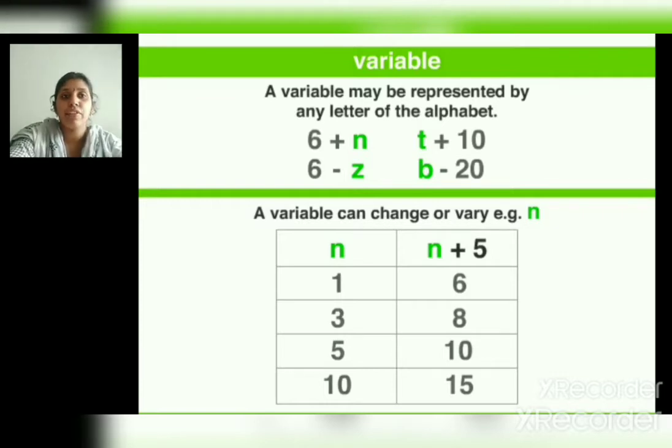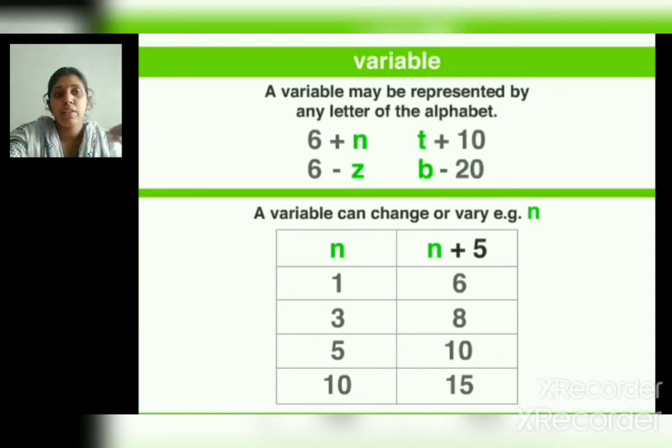Look at some examples of variables. So 6 plus n. Here what is the variable? N is the variable. Next one, t plus 10. So small letter t plus 10. What is the variable there? T is the variable. Clear? Now 6 minus z. Which is the variable there? Z is the variable. Clear? B minus 20. In that case the variable is b.